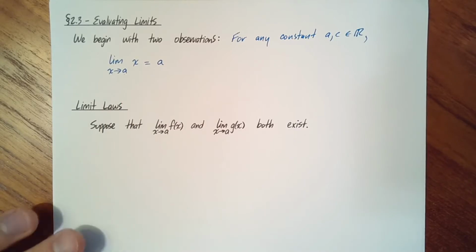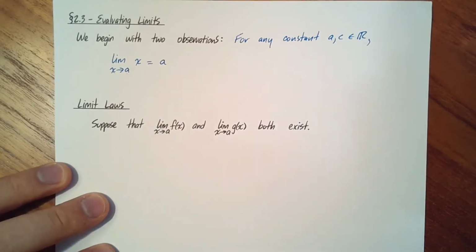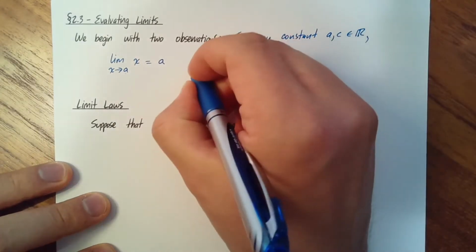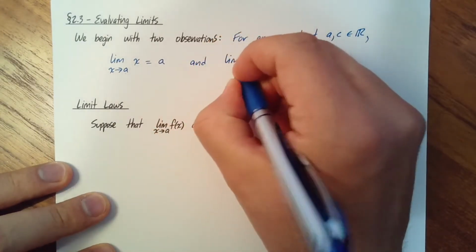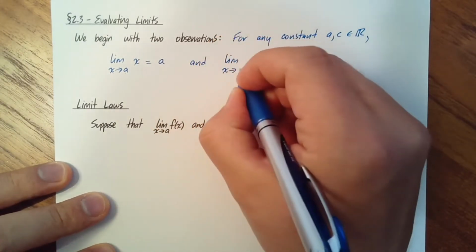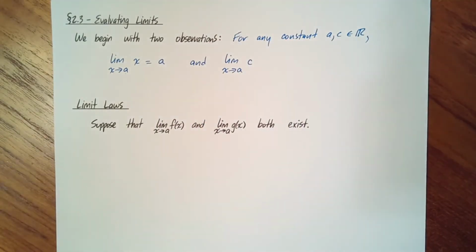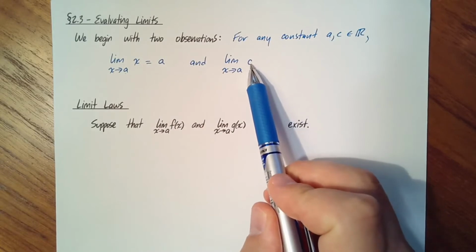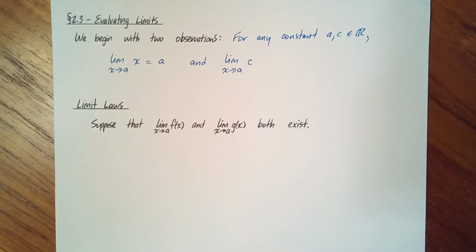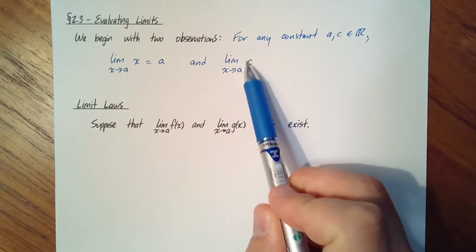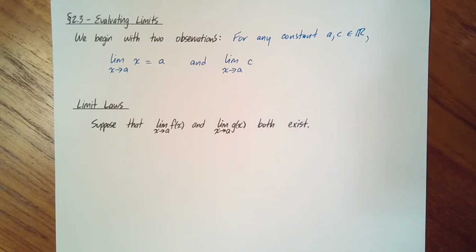So our second observation that we'll write down is the following. If I take the limit as x approaches a of the constant function c, because constants are still functions as well, right? A constant function c is a function of x. Its graph just happens to be a flat line. And it turns out no matter what the value of x is, c is always equal to c. It's independent of x, right?